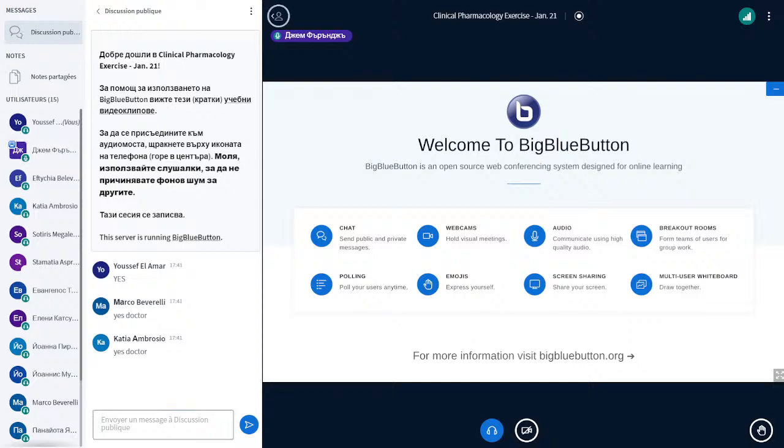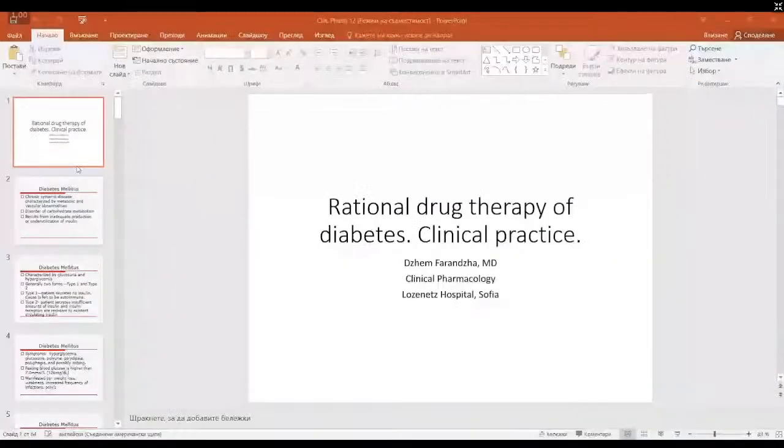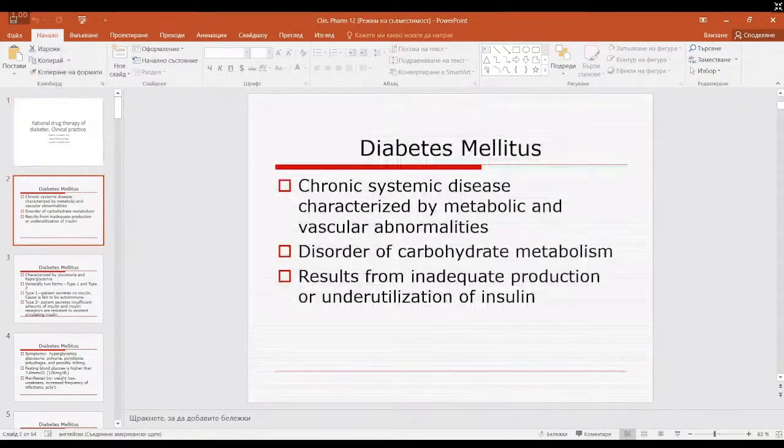Today's exercise is going to be about rational drug therapy of diabetes. It is also one of the more important exercises, since diabetes is a disease that no matter what specialty you are going to choose in your career as physicians, you are all going to meet. That's why you have to know about this disease and the drugs that are used in its treatment.